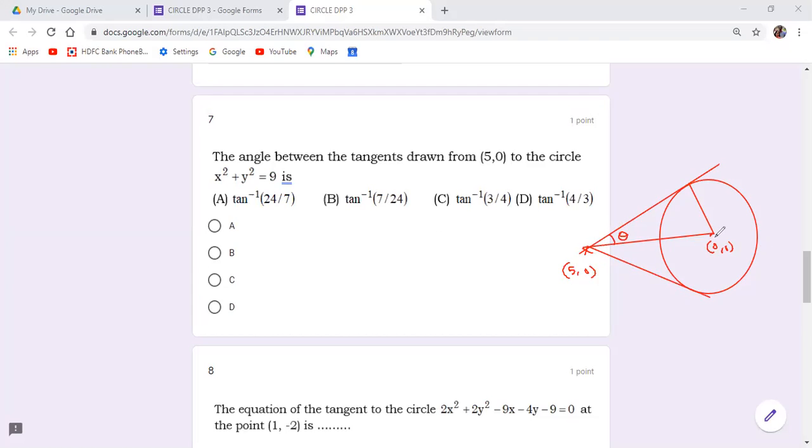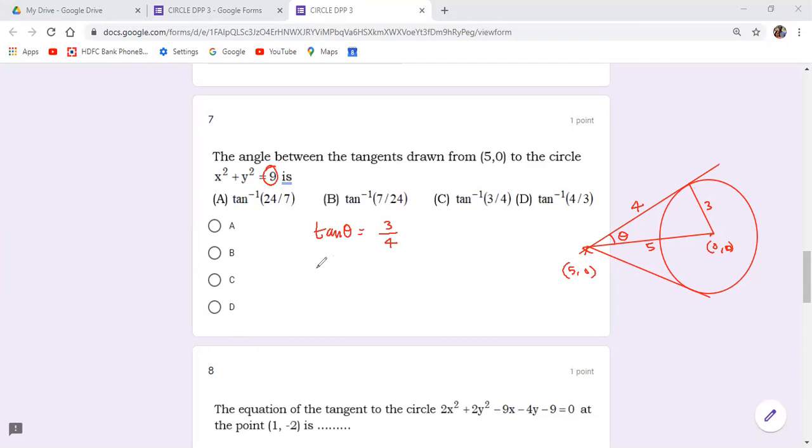So what is the distance from here till here? 0, 0 to 5, 0, distance is 5. Radius is how much? 3. So hypotenuse 5, opposite 3, so adjacent side is 4. From this diagram, tan theta is 3/4. Is it okay? Yes, sir.